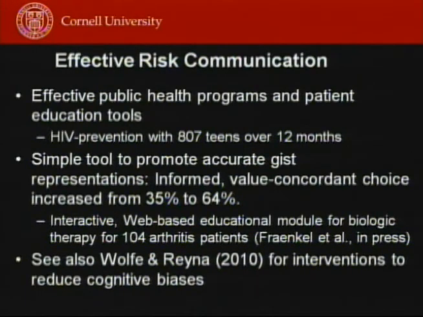We also recently completed an educational tool, a web-based automated intervention for arthritis drugs. Now, arthritis drugs are extremely complicated. When I first started on this project, I thought to myself, this is not going to be able to be justified. It's too hard. It's too complicated. These are disease-modifying drugs that have small probabilities of very, very bad consequences. But in fact, we took in one session in a web-based automated tutor that involved communicating the gist, we were able to increase value-concordant informed decision-making in real patients from 35% to 64%, which naturally is a significant increase.